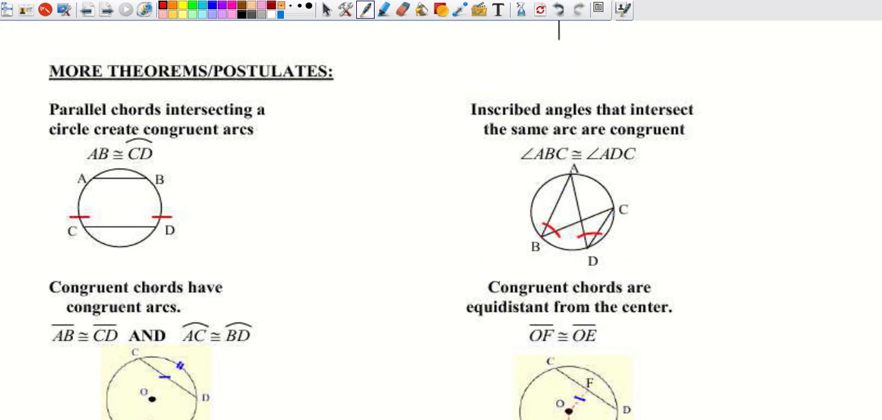So we know that if these two angles, angle A and angle C, intersect the same arc, right, arc BD here, then these two angles have to be equal to one another, okay? Likewise, on the other side, we have the same thing going on with angle B and angle D. Both of these angles intersect arc AC and have the same intercepted arc, therefore they're congruent.